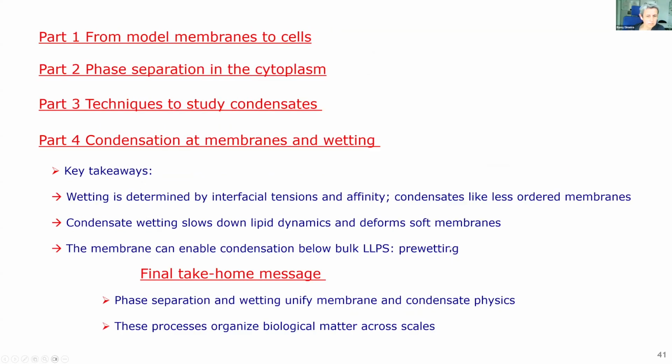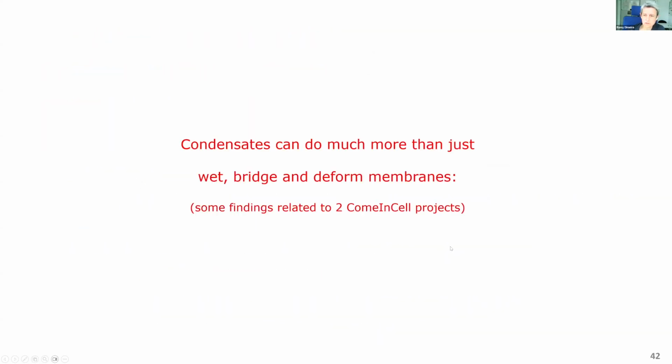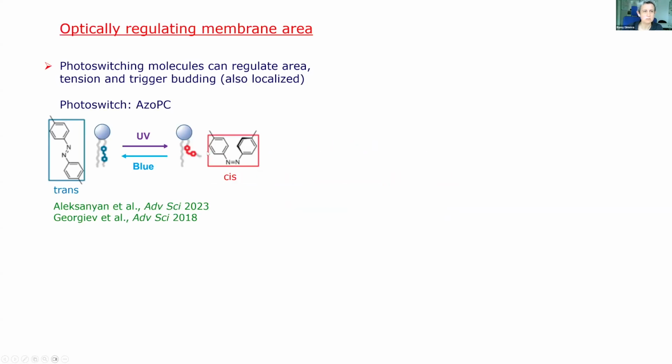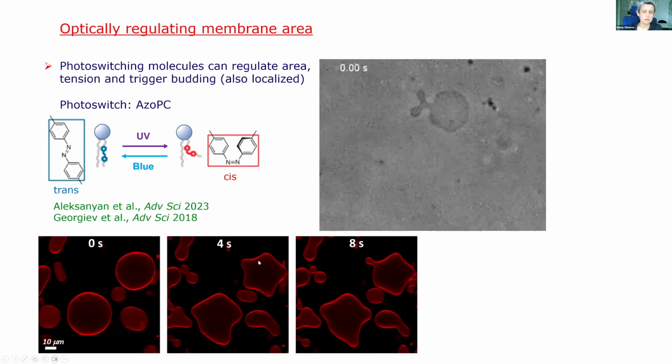Okay, and in the last 3 minutes, I want to show you something else that condensates can do. They can do more than wetting, bridging, and deforming membranes. And this is relevant to two of the common cell projects that I developed in our group. One of them is using the photoswitchable lipid azo-PC, which can increase the area of the membrane by shining light. And this is fully reversible with blue light.